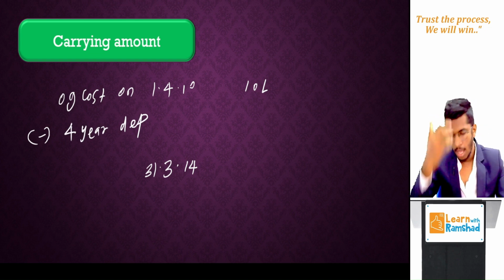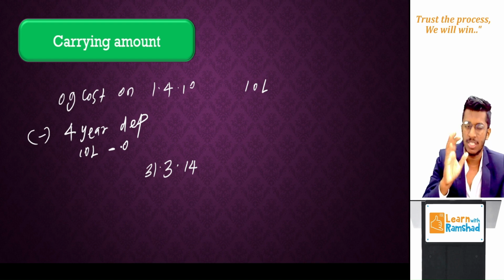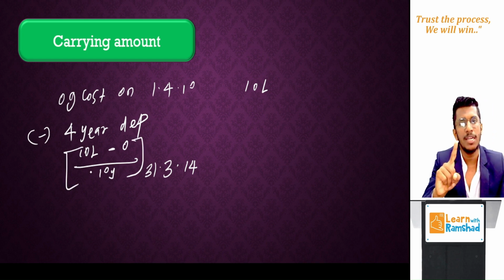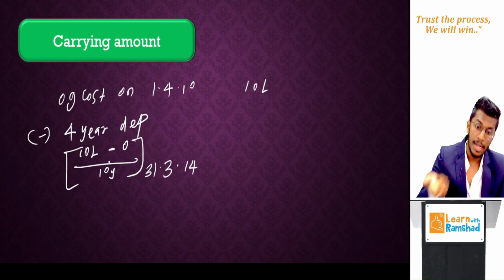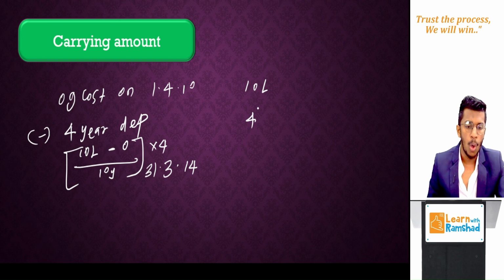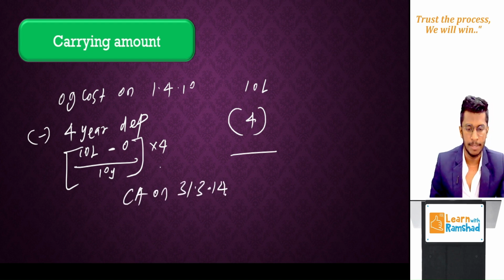Remember, your total cost is 10 lakh, minus scrap value is nil. Just assume scrap value is nil and total life is 10 years. Then one year depreciation will be 1 lakh. How much will be the 4-year depreciation? 4 lakh. So the current book value, or carrying amount, on 31st March 2014 will be 6 lakh. This is the way we calculate carrying amount.